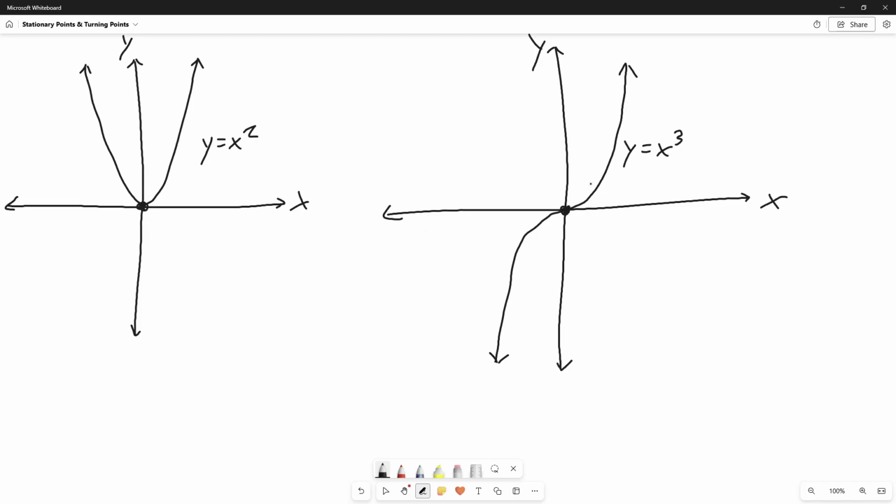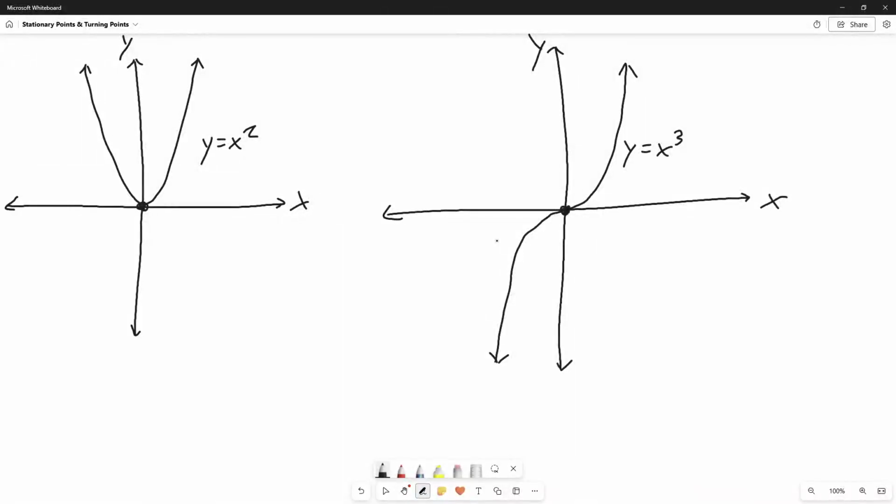On the other hand, in y equals x cubed, it starts on the left side going up in the positive direction, hits the stationary point, and then still keeps going up. To make it a turning point, either this side will have to be going down like that, or this side will have to be going down. But since it just keeps going up, this is not a turning point, but it's still a stationary point.